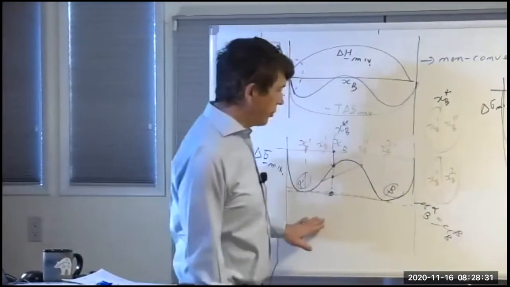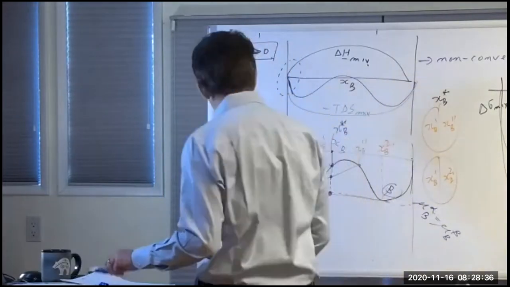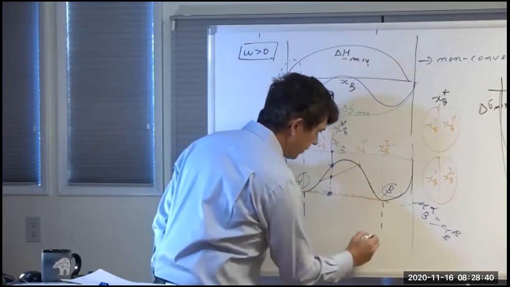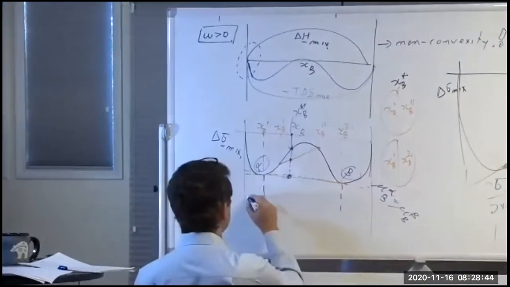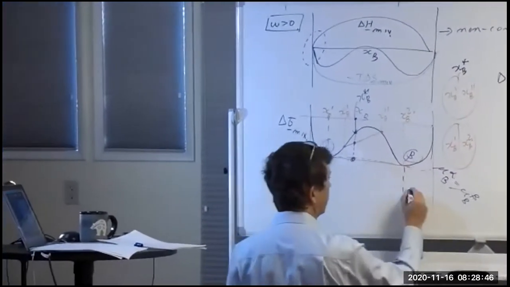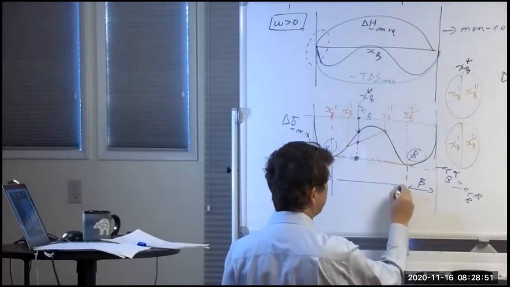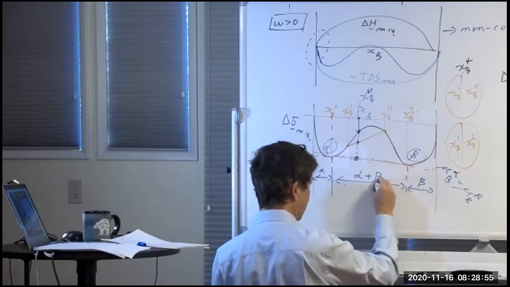So what we've shown here is that the equilibrium here, when omega is positive, is a little more complicated. There's essentially 3 domains. So here you have single phase alpha. Here you have single phase beta. But in between, the lowest energy state is a 2-phase region, alpha plus beta.